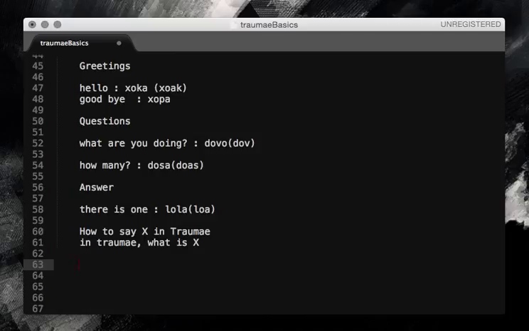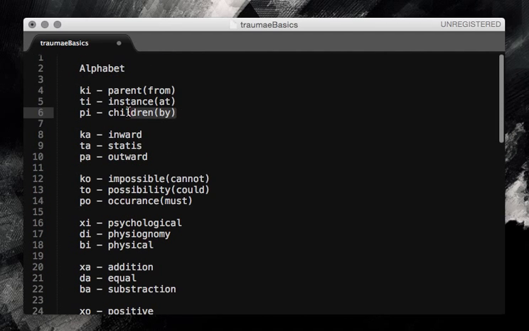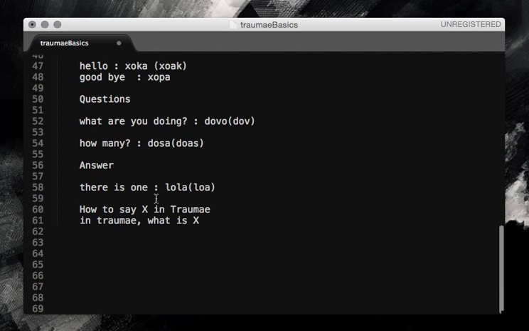So earlier I was saying how a function is like this. Well, when you speak in Traumae, you're going to want to think in a way that is also working with this concept of nesting. So in Traumae would be children of Traumae in some way. Remember the first word that we learned was children. So P, P Traumae. So basically it just means in Traumae.